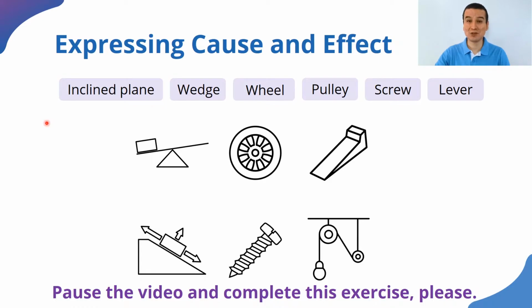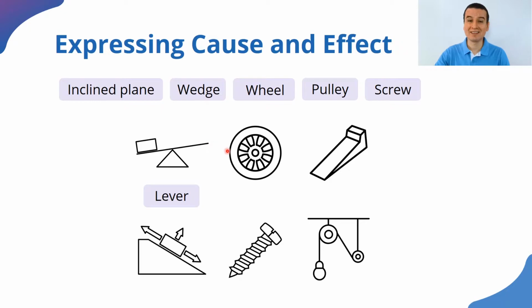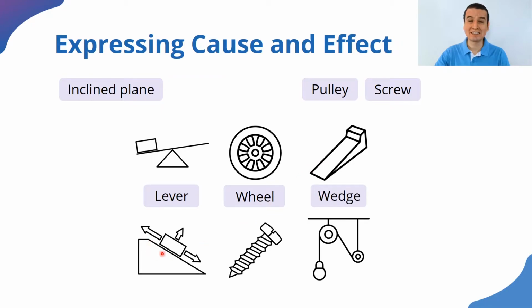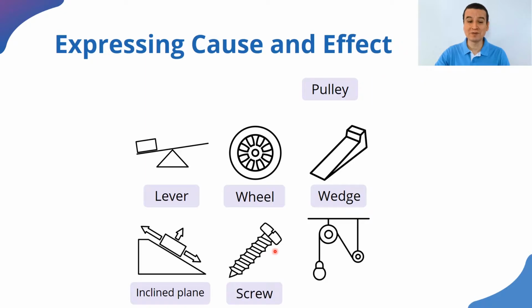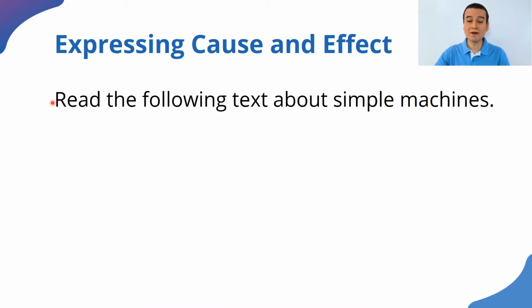Alright. I hope that you did complete the activity. And let's see the answers. So this is a lever. This is a wheel. This is a wedge. This is an inclined plane. This is a screw. And finally, this is a pulley. Great job.